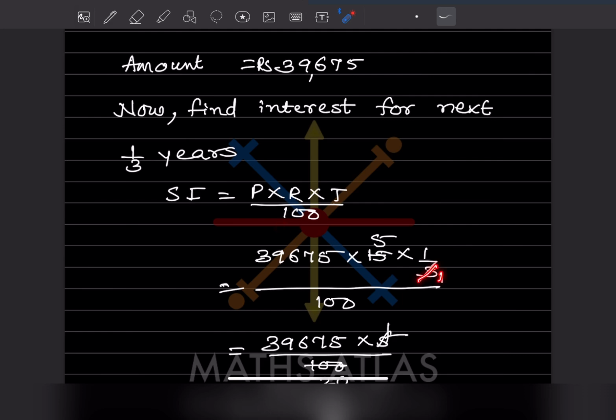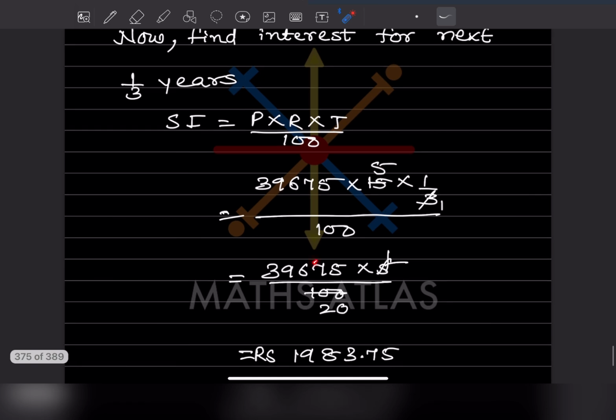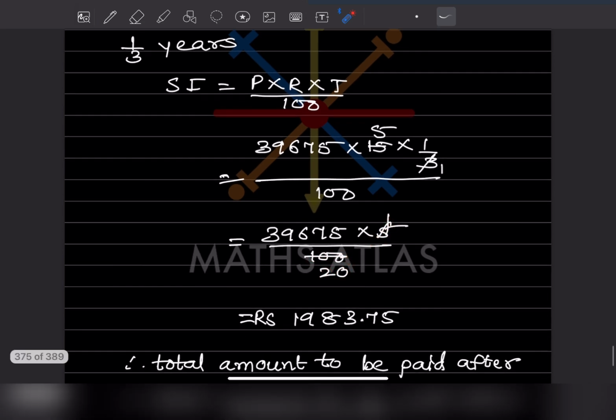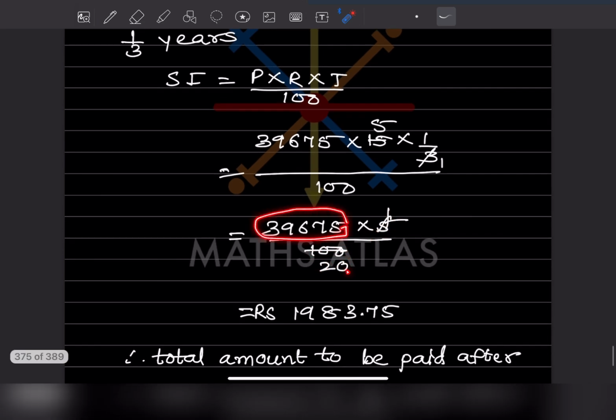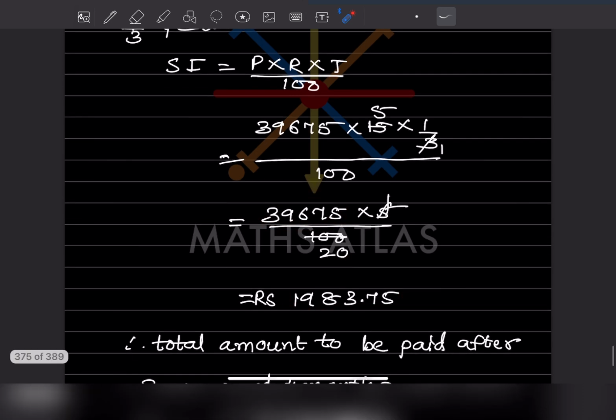So 3 ones are 3, 3 fives are 15. So when you multiply this into this, that will be 39,675 into 5 by 100. So 5 ones are 5, 5 twenties are 100. So when you divide 39,675 by 20, it is going to be 1983.75. This is the simple interest.